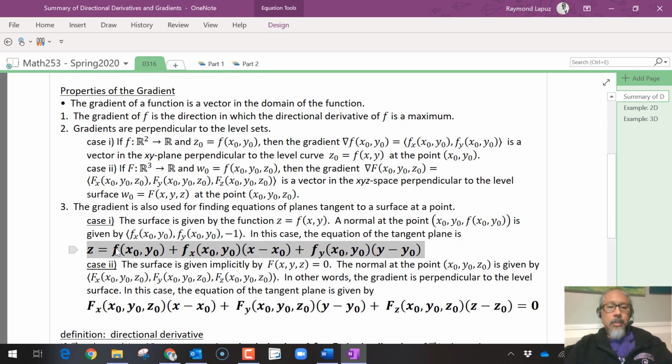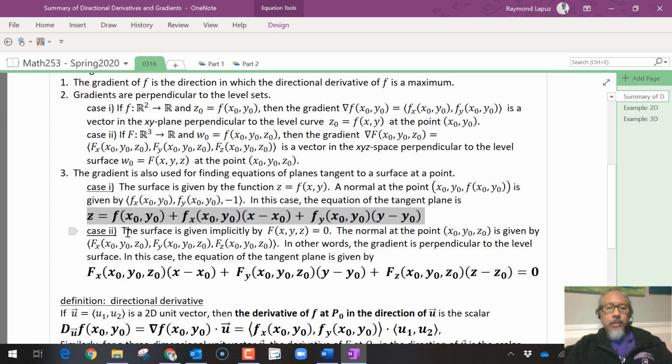Z is equal to the z value at the point x naught, y naught, so f of x naught, y naught, plus the derivative with respect to x, evaluated at x naught, y naught, so that's kind of like the slope in the x direction, times x minus x naught, and then f sub y, the derivative in the y direction, evaluated at x naught, y naught, times y minus y naught. And I'm realizing that maybe you've seen this formula where instead of x naught, y naught, you have a, b, and it's essentially going to be the same thing.